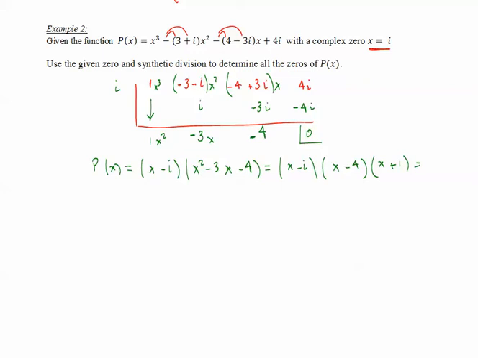Now if we set this polynomial equals 0, now it's already factored, and to set it equal 0 we get the zeros are either x equal i, or x equal 4, or x equal negative 1. So finding all the zeros are i, 4, and negative 1 using synthetic division.